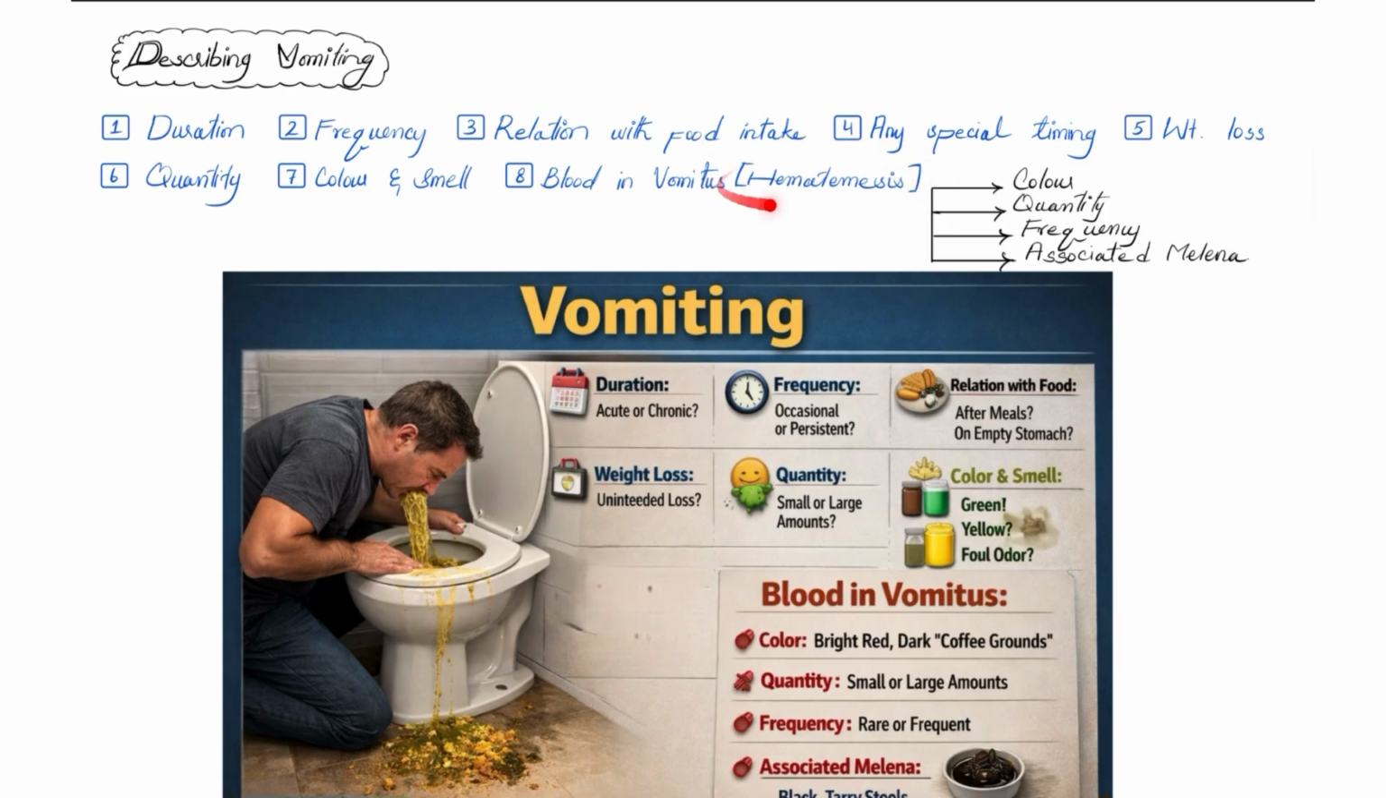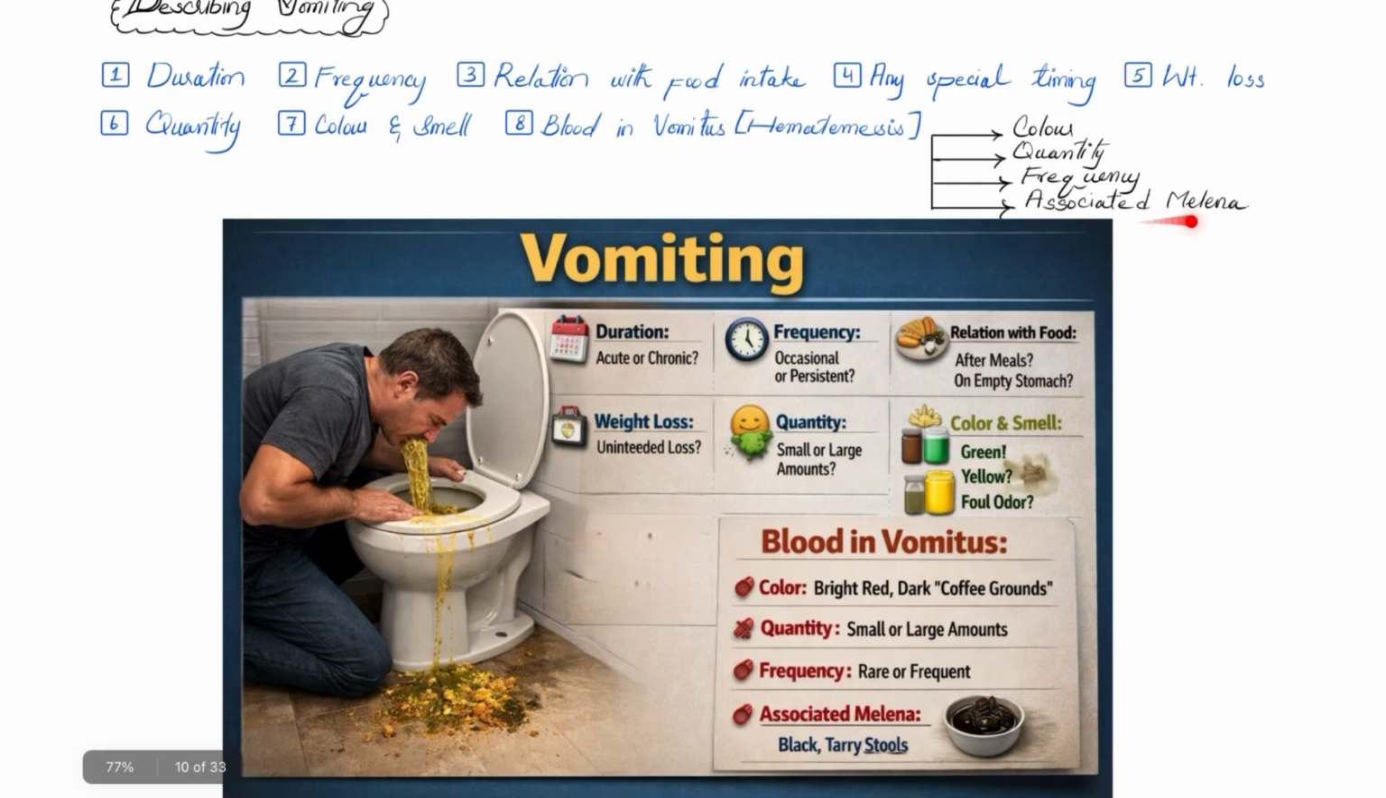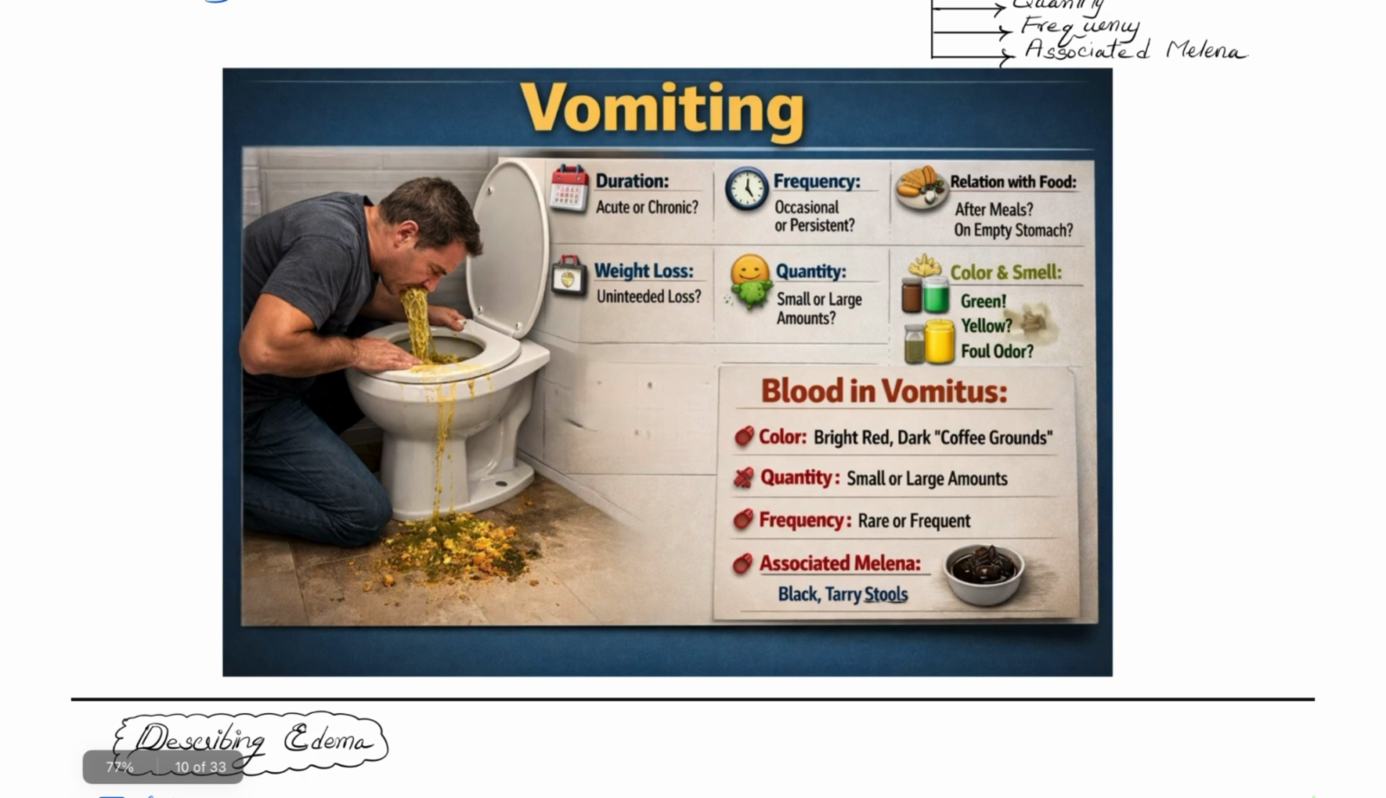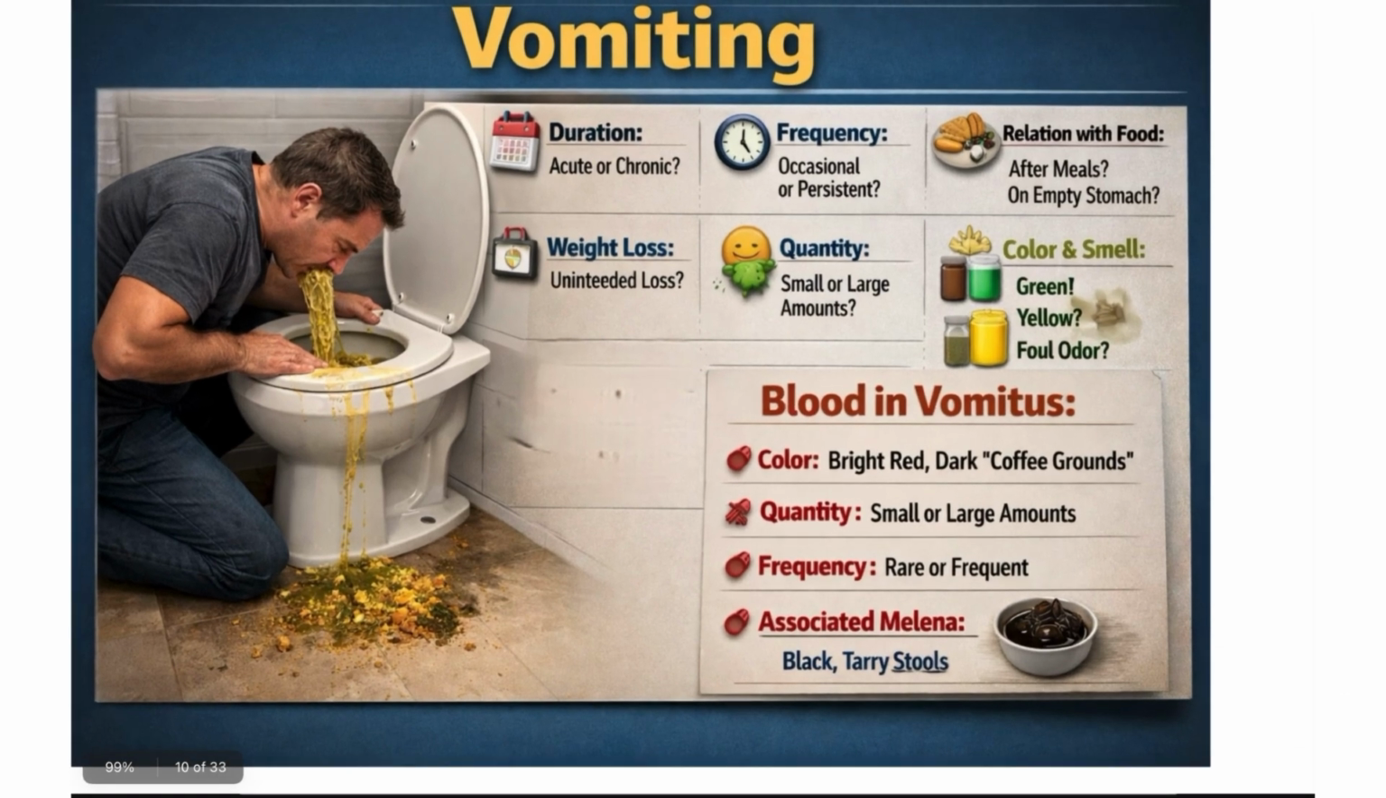And in case of hematemesis, you have to further ask some questions, like about the color of blood, quantity of blood, frequency of hematemesis, and association with melena. Melena is a dark colored stool, and it occurs because of upper or lower GI bleed. A summary of the description of vomiting is shown in the picture.